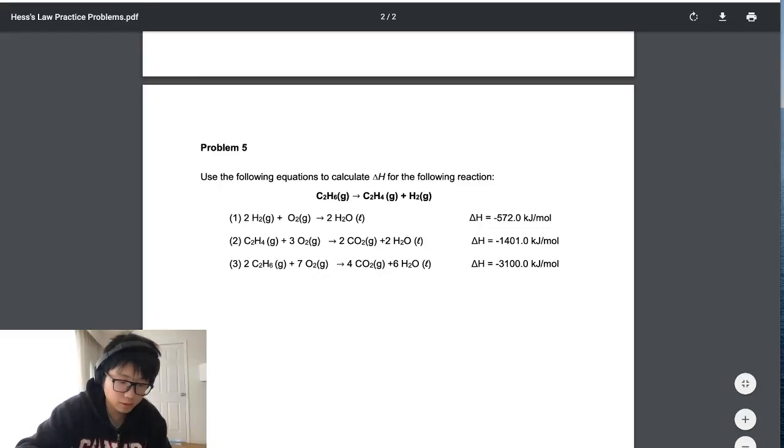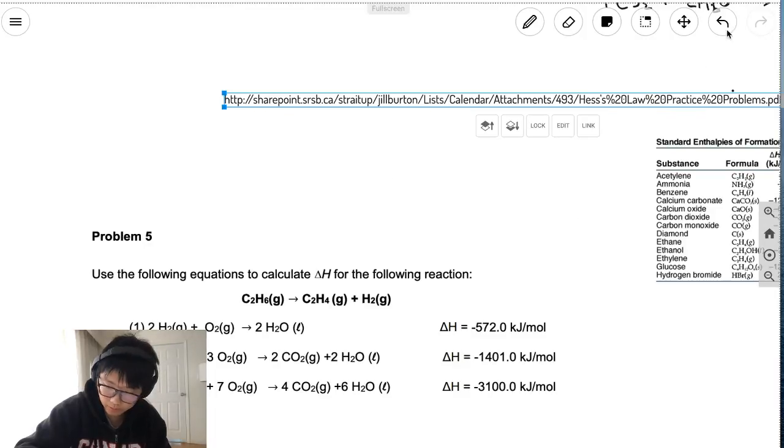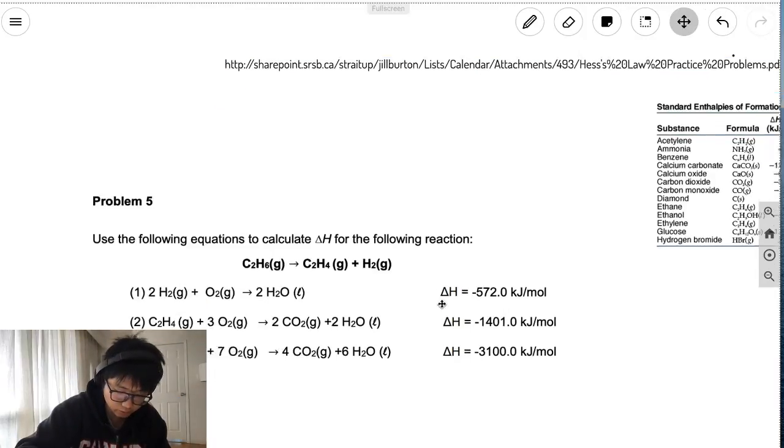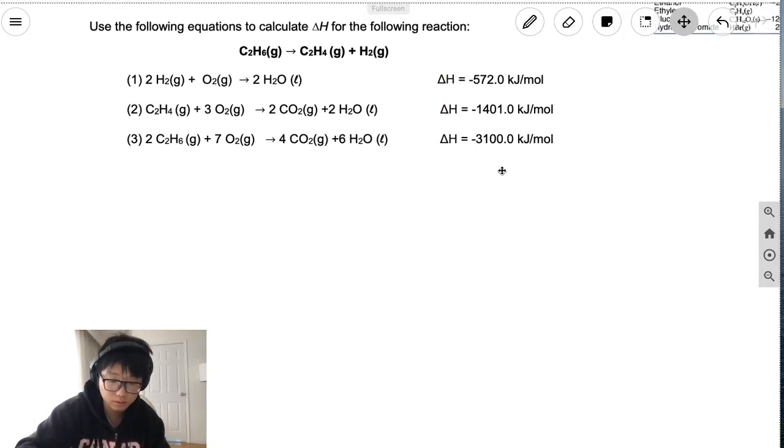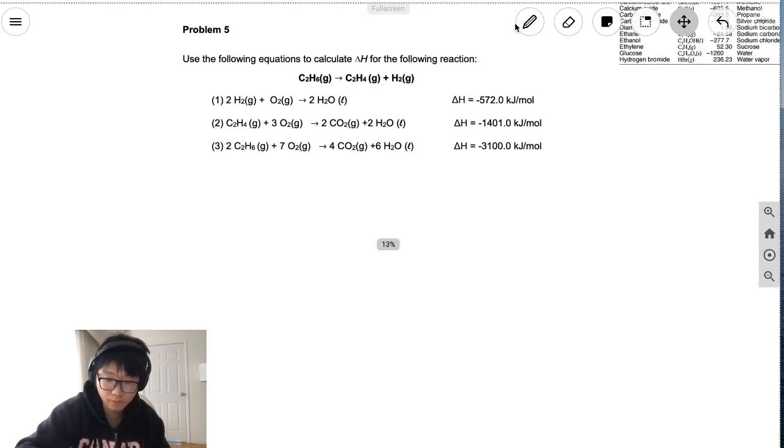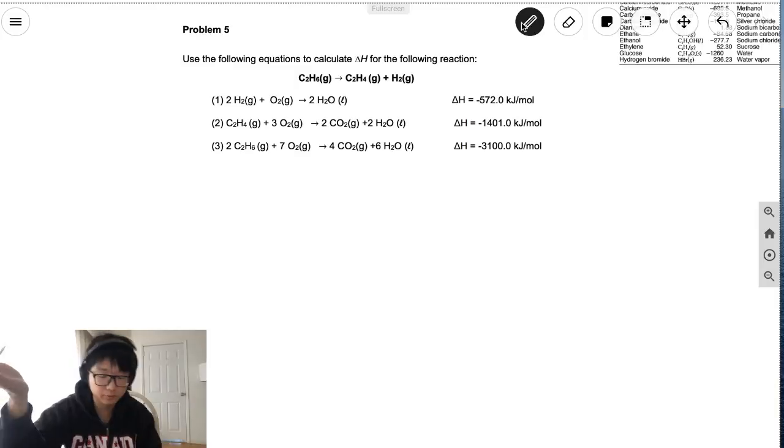Alright, but anyways, you can look through that after, but I've already pasted the question I want us to do. It says use the following equations to calculate a delta H for the following reaction. Okay, so I'm gonna let you take the lead then. Yeah, so you saw my setup. I mean, you can set it up differently as well.